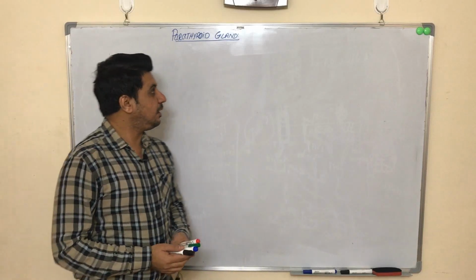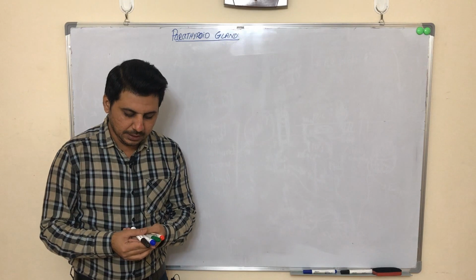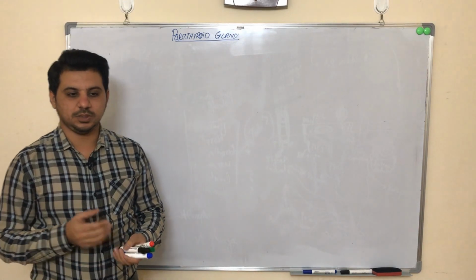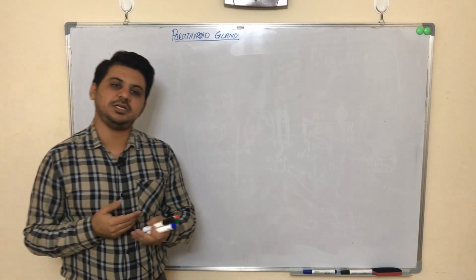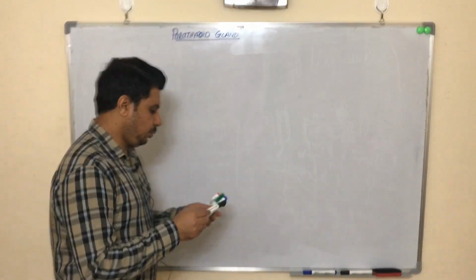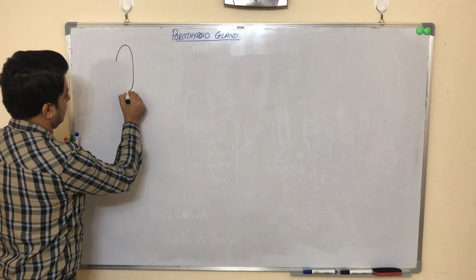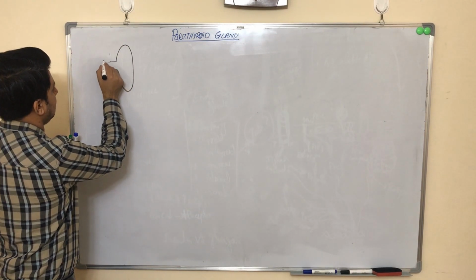Okay guys, today we will discuss the parathyroid gland. First of all, this parathyroid gland is located just behind the thyroid gland. As we know, this is the thyroid gland.